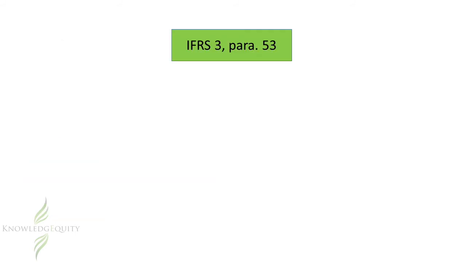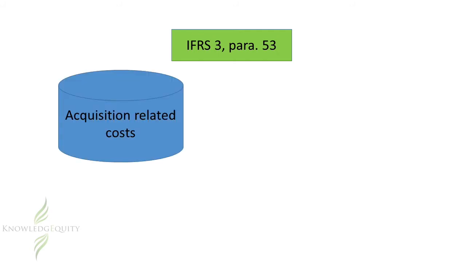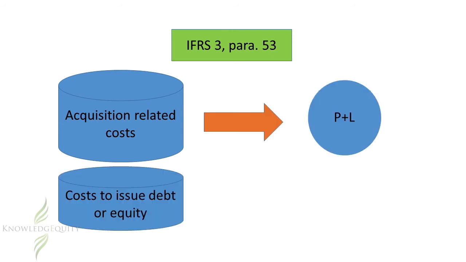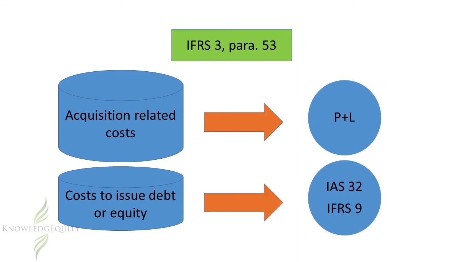IFRS 3, paragraph 53 provides a general rule and exception relating to acquisitions-related costs. Acquisition-related costs are not included in the calculation of the consideration. The exception to this rule relates to costs to issue debt or securities which are required to be recognized in accordance with IAS 32 and IFRS 9.